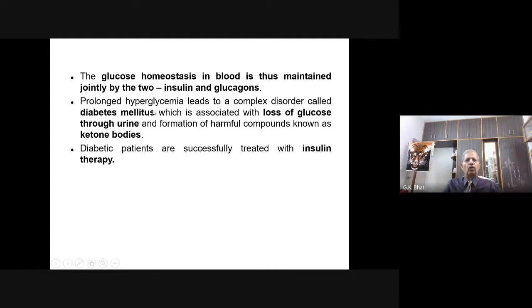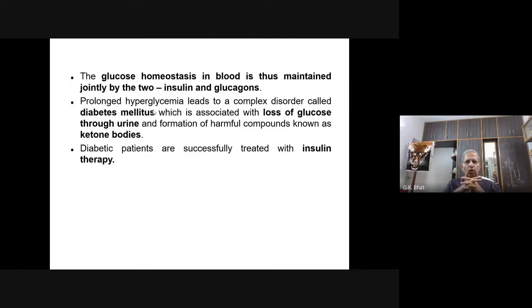Diabetes is of two types, mainly type 1 diabetes and type 2 diabetes. Type 1 diabetes is also known as juvenile diabetes. Type 2 diabetes is known as adult onset diabetes. So, prolonged hyperglycemia, that is, increased level of glucose in the blood, leads to a complex disorder called diabetes mellitus, which is associated with the loss of glucose through urine and formation of harmful compounds known as ketone bodies.